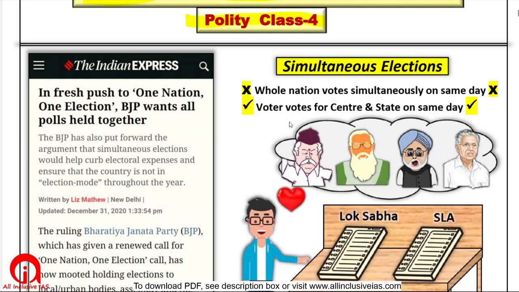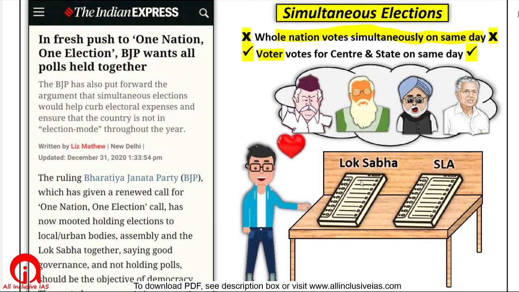Simultaneous elections. Simultaneous elections does not mean that the whole nation is going to vote simultaneously on the same day. No, phase-wise polling will happen. What it actually means is that the voter votes for the center and the state on the same day. You have to vote for the Lok Sabha and for the state legislative elections on the same day.